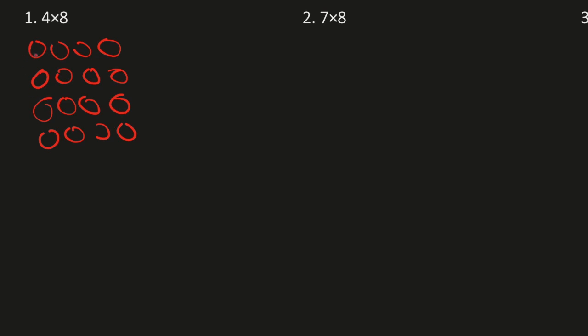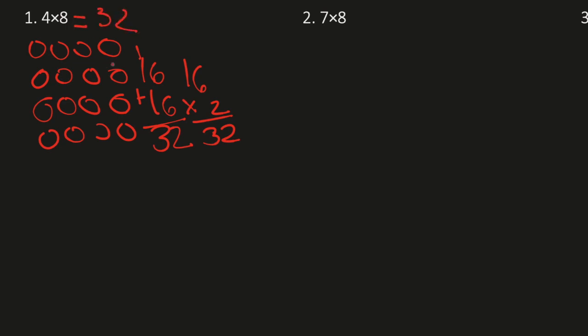So we know that this is 4, then we can go 5, 6, 7, 8, 9, 10, 11, 12, 13, 14, 15, 16. So we have 16, but that's only 4 times 4. So we need to find out 4 times 8. We can do 16 plus 16, which is equal to 32. Or we can also do 16 times 2, which is the same thing, and we get 32 again. So we know that 4 times 8 is equal to 32.